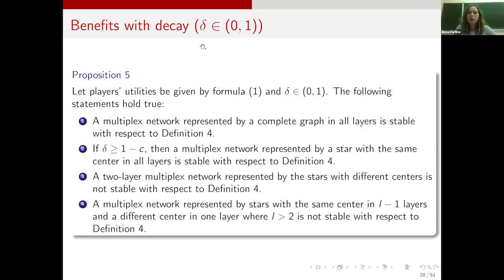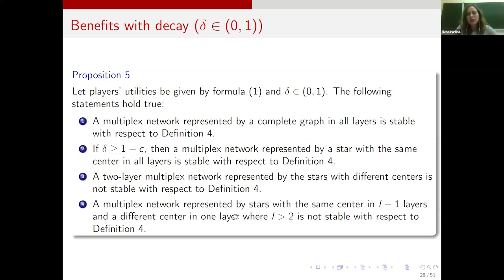Now we switch to the case when benefits have decay. So delta belongs to the interval from 0 to 1. We exclude value 1. And we get the following results. So if we have this simple formula 1 to calculate utilities, for the case with decay, we have these 4 results. So a multiplex network represented by a complete graph in all layers is always stable. The second condition: if delta is greater than or equal to 1 minus c, we have a stable multiplex network with the star with the same center.